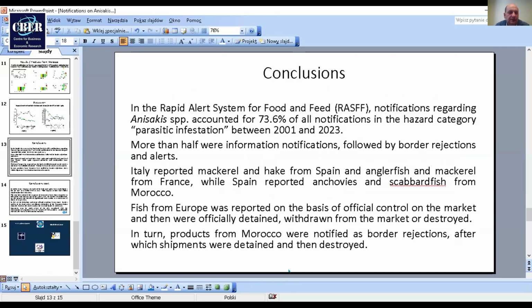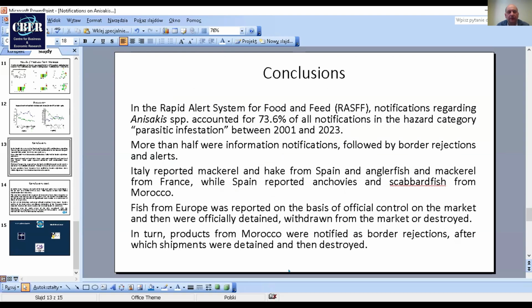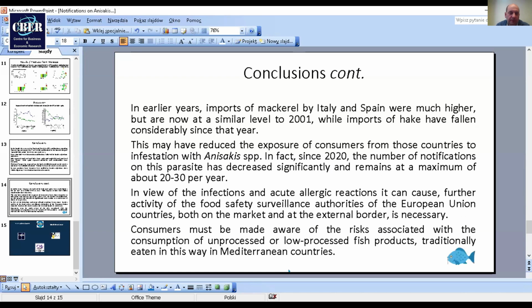And as a conclusion, I can say that in the Rapid Alert System for Food and Feed, notifications concerning Anisakis accounted for above 70% of all notifications in the hazard category parasitic infestation. Most of them were information notifications. Italy reported mainly mackerel and hake from Spain, and also anglerfish and mackerel from France, while Spain reported anchovies and scabbard fish from Morocco, with this parasite, of course. Fish from Europe were notified on the basis of official control, while products from Morocco were notified as border rejection.